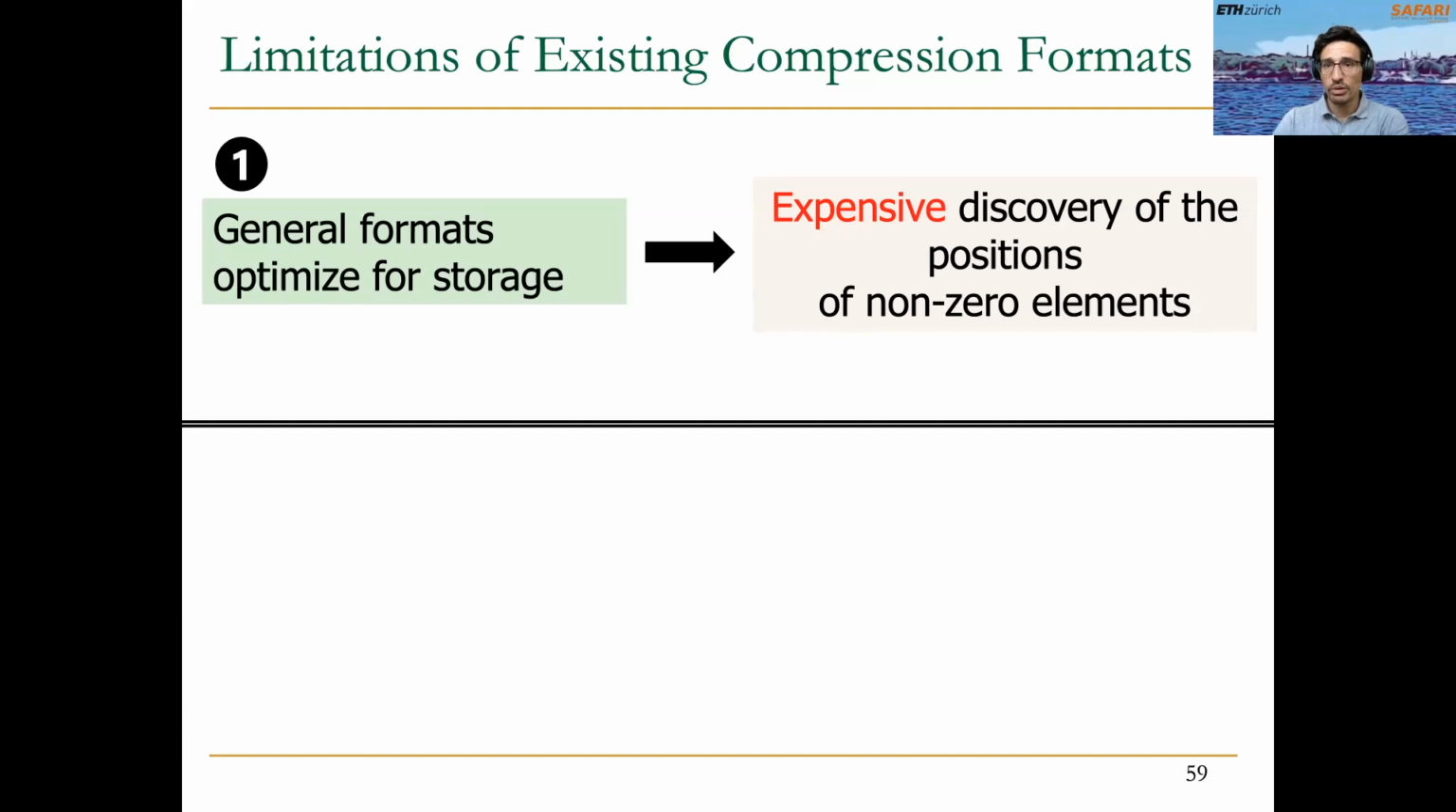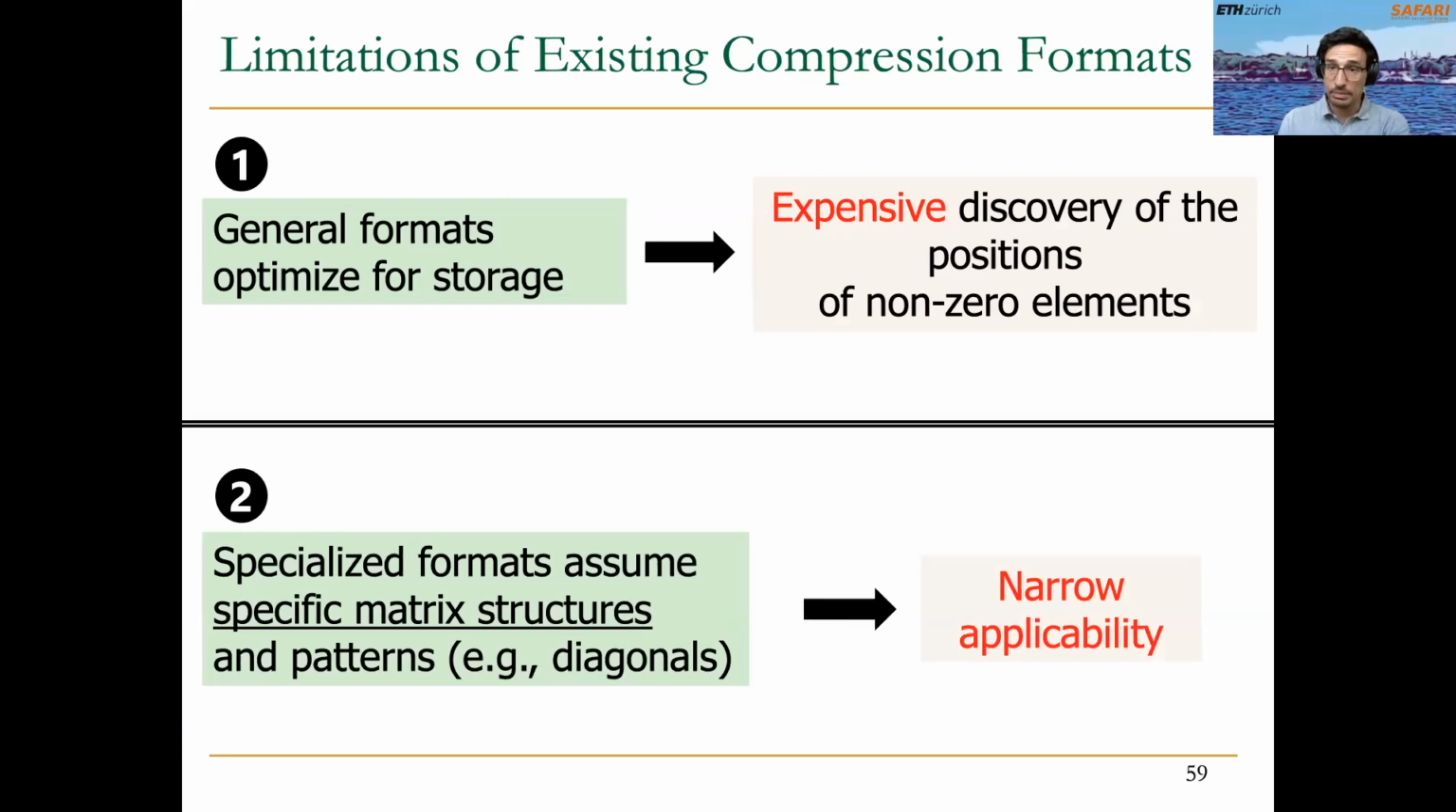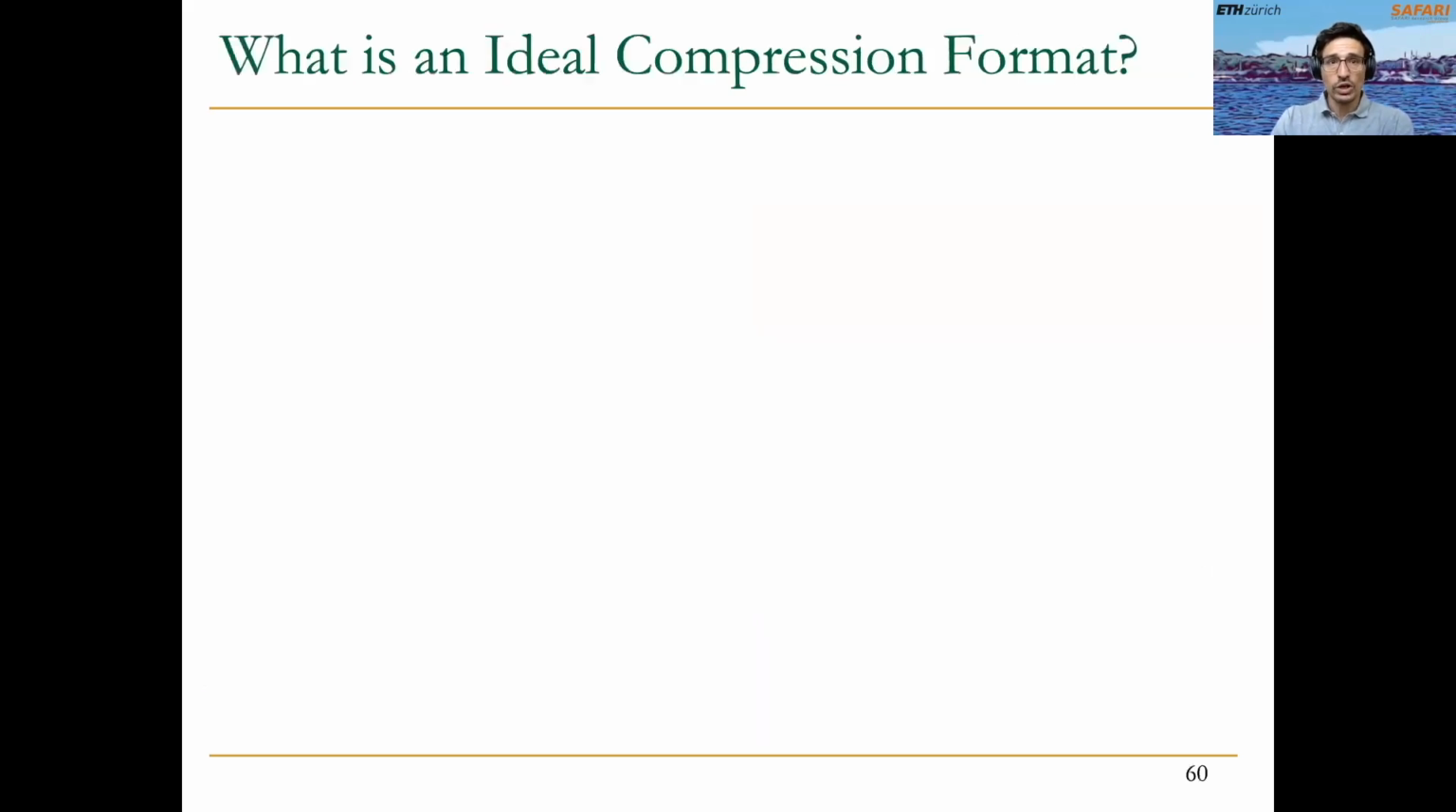We need the compression format to be general, but the problem with general compression formats is that they are optimized for storage. So it's difficult to find the non-zero elements. It's the indexing overhead that we mentioned in the previous slide. There are also some specialized formats where it might be easier to find the non-zero elements because there is an assumption about specific matrix characteristics. These formats are specialized, for example, for diagonals, but the problem with them is that they have narrow applicability. So the question here is, what is an ideal compression format?